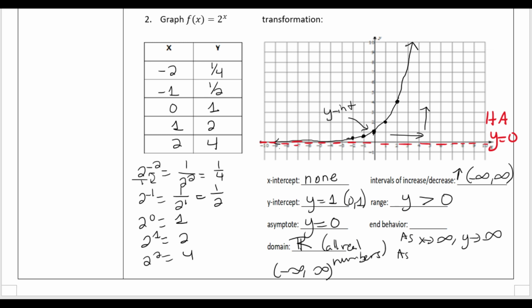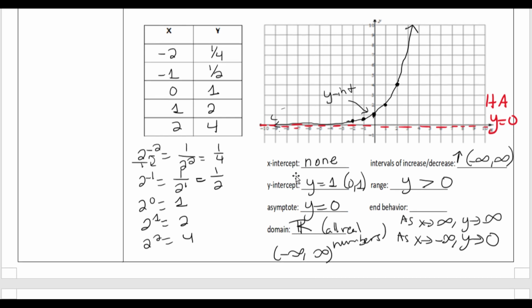All right, and then as x approaches negative infinity, y approaches... So as x gets more and more negative on the left side, notice that the graph is approaching the red line, right? So that means that y is approaching 0. Okay, so that's a little tricky. So as x goes this way, the graph is approaching that, right? So that means it's approaching 0. All right, so let me erase that now. All right, so that's how you do those guys.